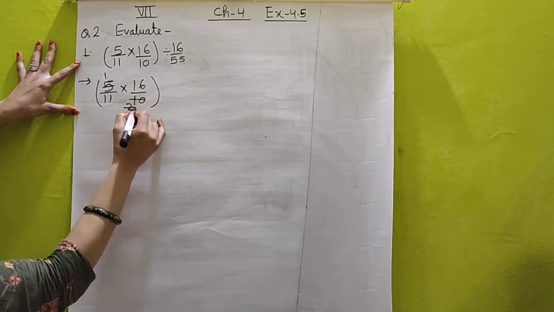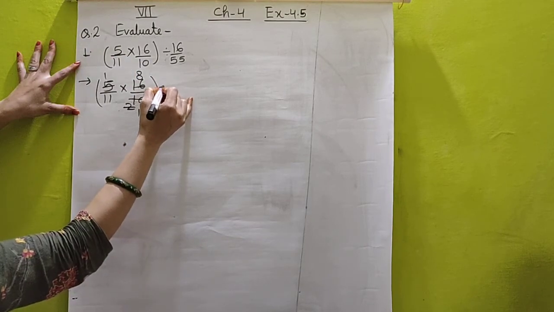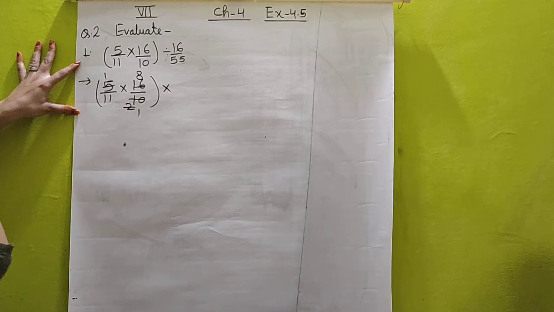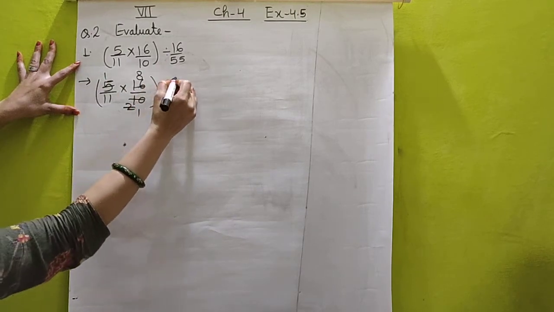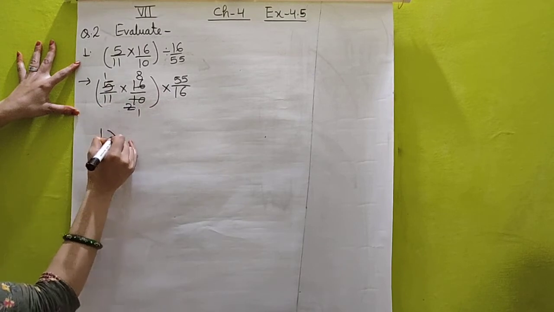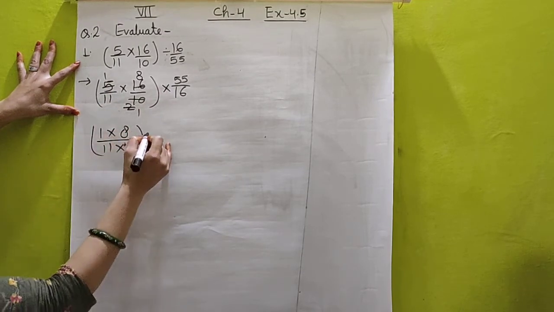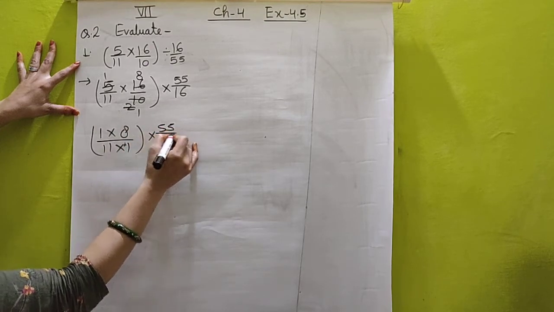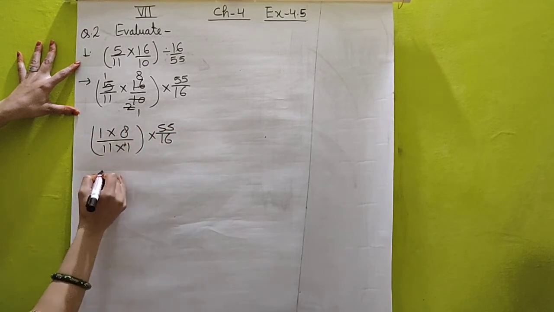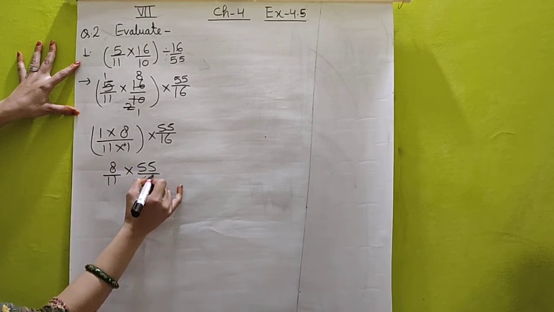Now again, 2 ones are 2, 2 eights are 16. And here, students, I can convert into multiplication sign and it will be 55 upon 16. Here, students, 1 multiply by 8, downside 11 multiply by 1 and multiply 55 upon 16. So in next step, students, 8 upon 11 multiply 55 upon 16.